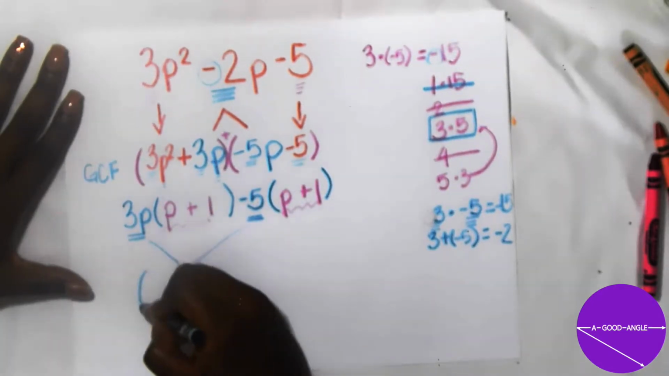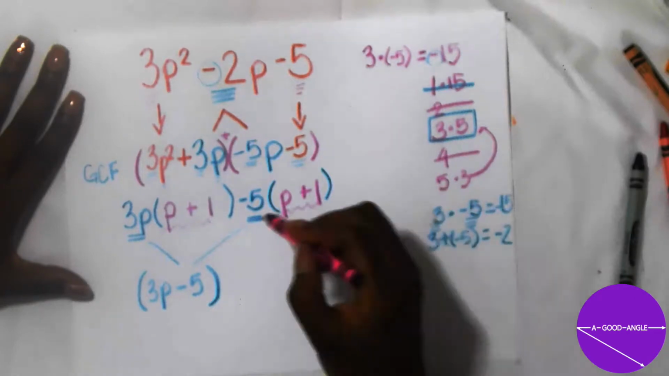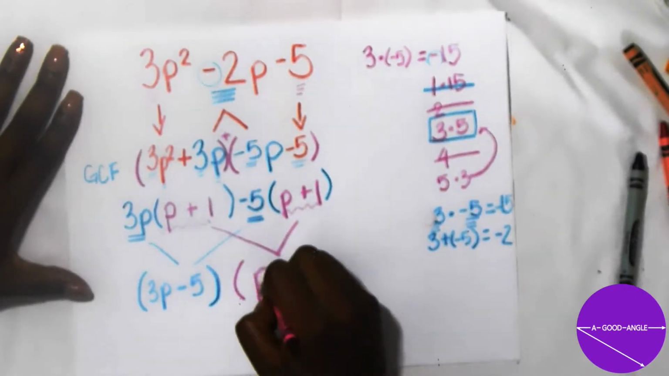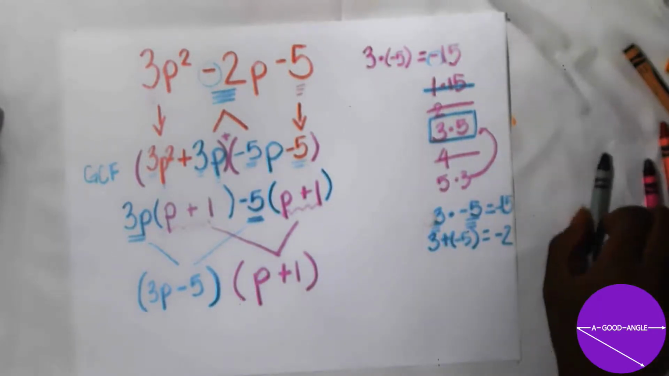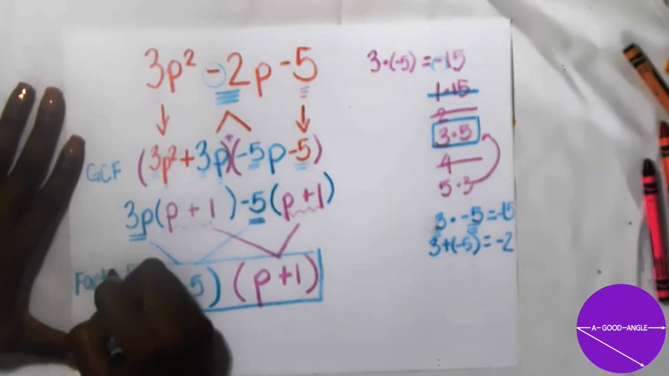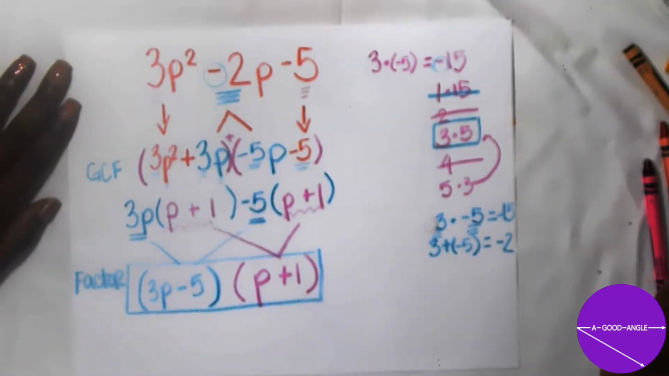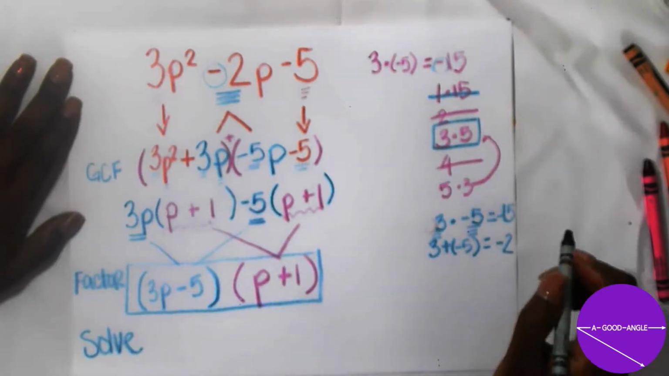Once you're at this point of the game, you are so close to being done. So you are going to bring out the outsides and put them in one set of parentheses by themselves. So 3p and then the minus 5 go together. And then the matching parentheses, you're going to put them in one set of parentheses, p plus 1. And that's your answer if you factored.